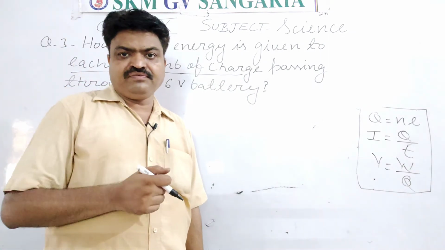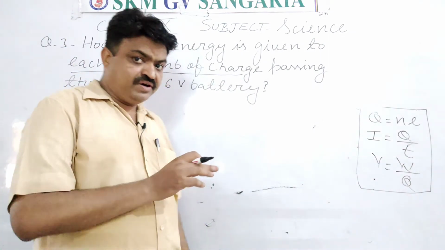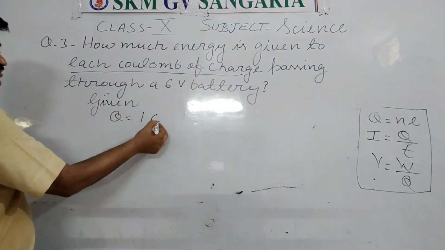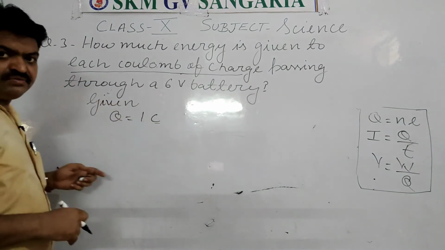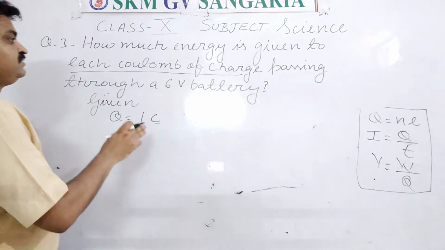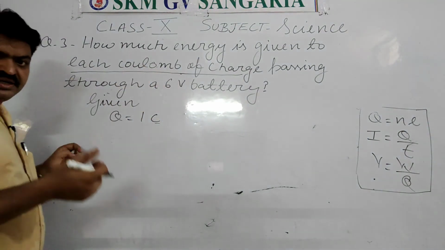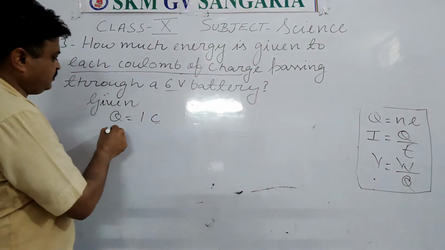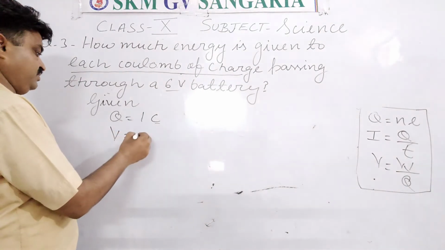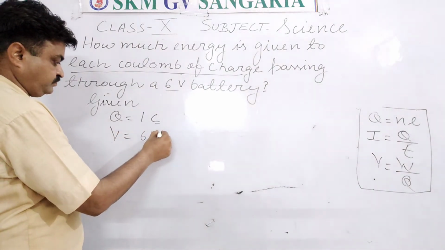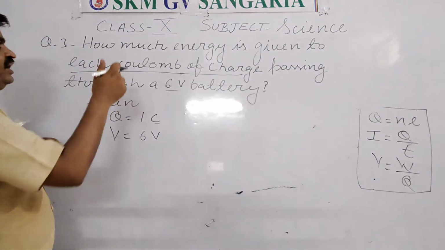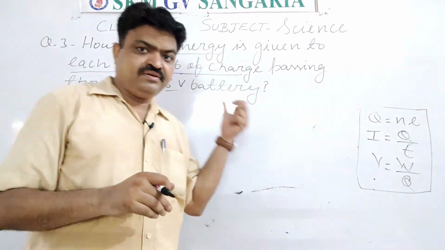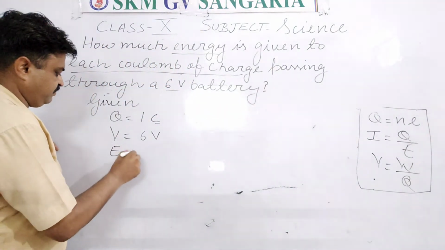Now, what is the meaning of each? Each means 1. So, Q is here 1 coulomb. It is the unit of charge, coulomb. With this, the 6-volt battery is also given, and the battery's electric potential is given, it is 6 volt. So, you will write 6 volt. What is asked? Energy is asked. Energy means we will try to find out the energy.